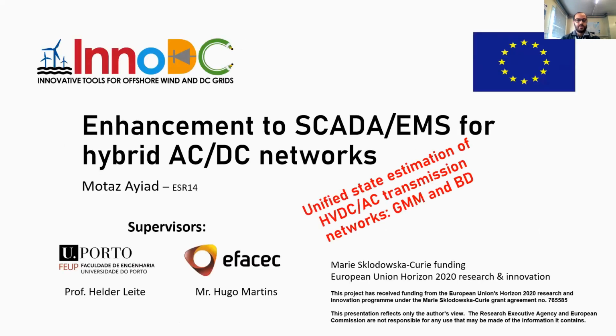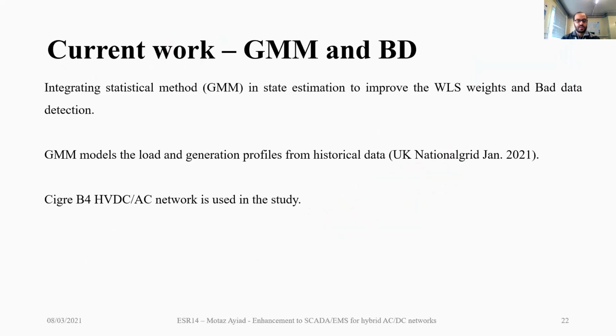Now let's talk a little bit about the current work, which is a continuity of the state estimation, but by improving the bad data detection algorithm by using the statistical method called Gaussian mixture model. GMM models the load and generation profiles from historical data. In our case, I'm using the UK National Grid for January 2021. The SCADA AP4 HVDC AC network is used in this study.